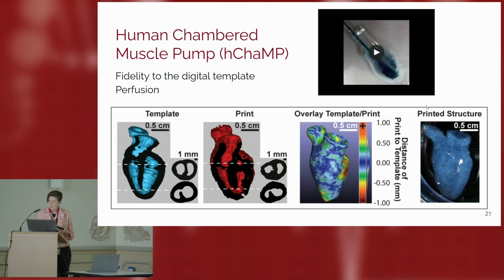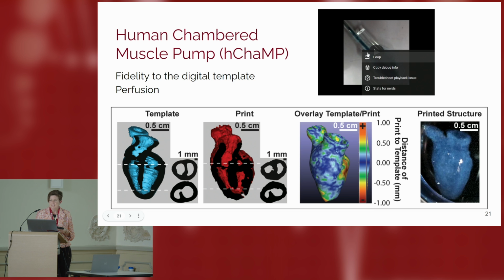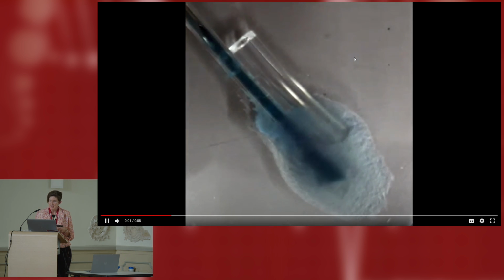And so just a few attributes of the structure. So now we were able to, I'm going to get this eventually. Oh, well, at least you can see it. So you can see that the structure can be perfused. We can hook up tubing. There's no leaking.